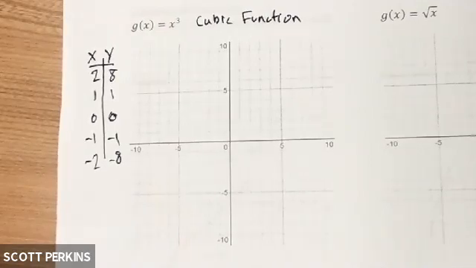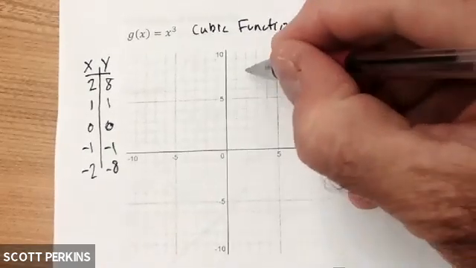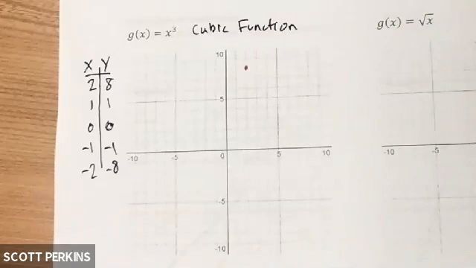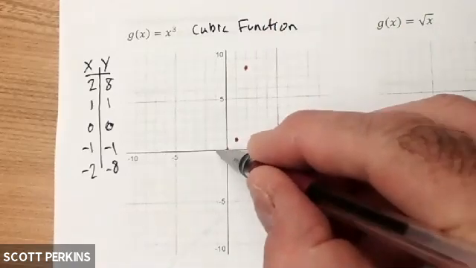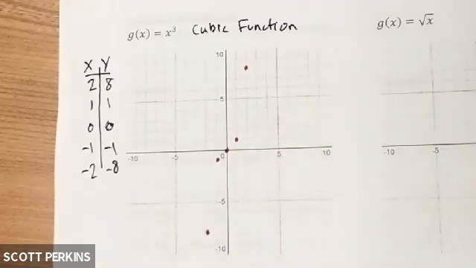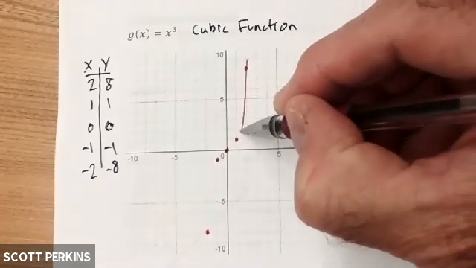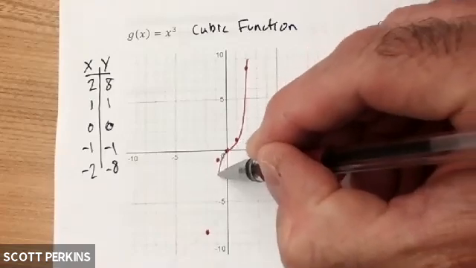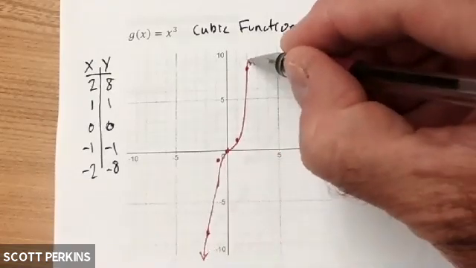So now I will graph these 5 points and we'll see what the shape is. So I go over 2, I'm going to go up 8. So right there, over 1 and up 1, 0, 0, -1 down 1, -2 down 8. So the cubic function, it looks kind of like a plane propeller. Oh, I totally missed a point. I'll get better, I promise.